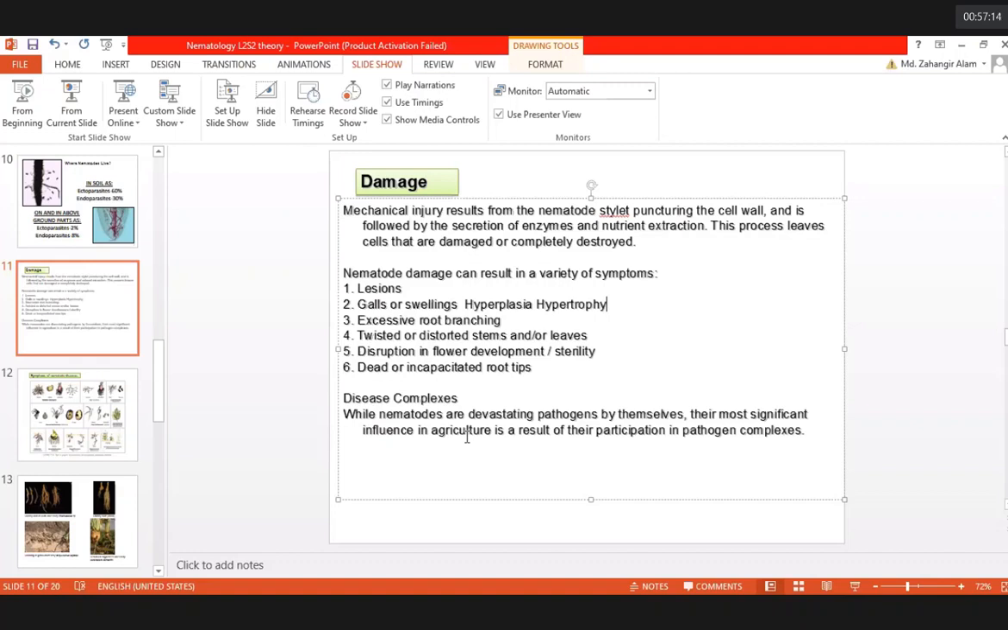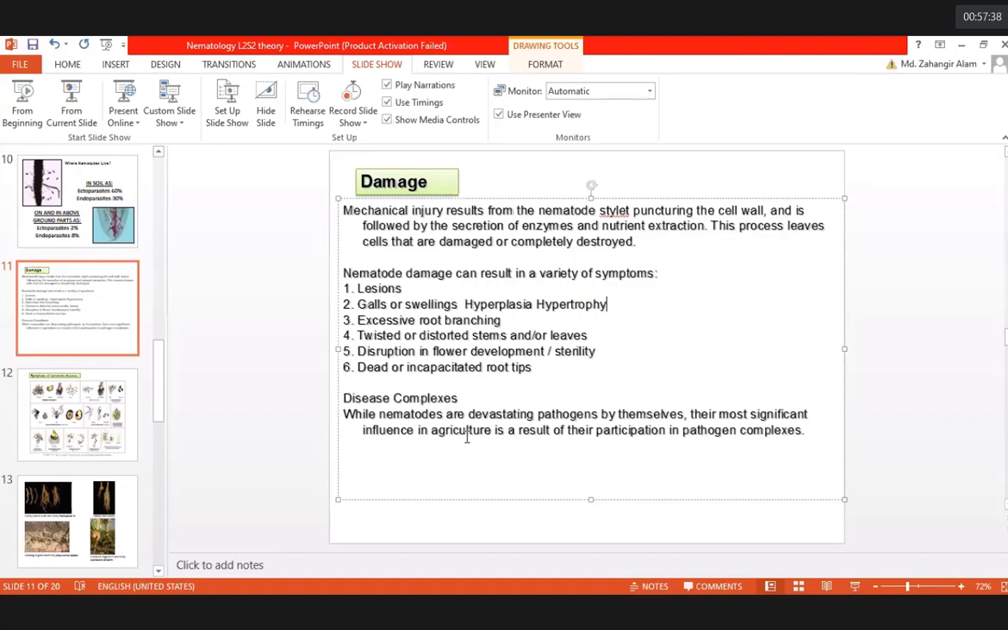Let's say the natural openings are closed in the root zone. Then bacteria can cause infection to the root only if there is injury in the root, and that injury is caused by plant parasitic nematode, by the stylet of plant parasitic nematode. So bacteria will enter through the injury.